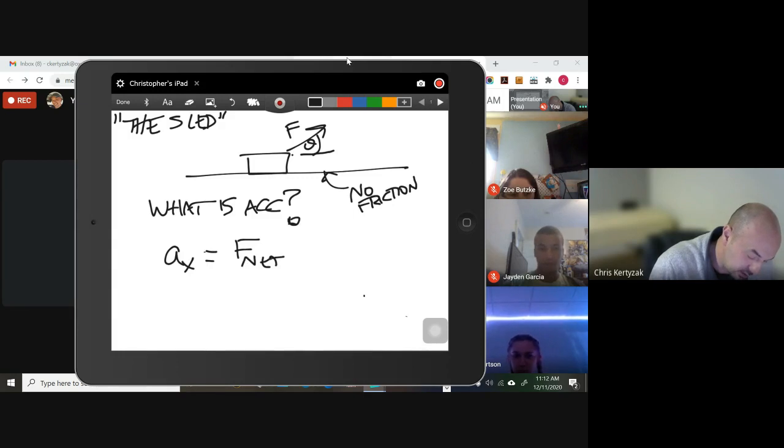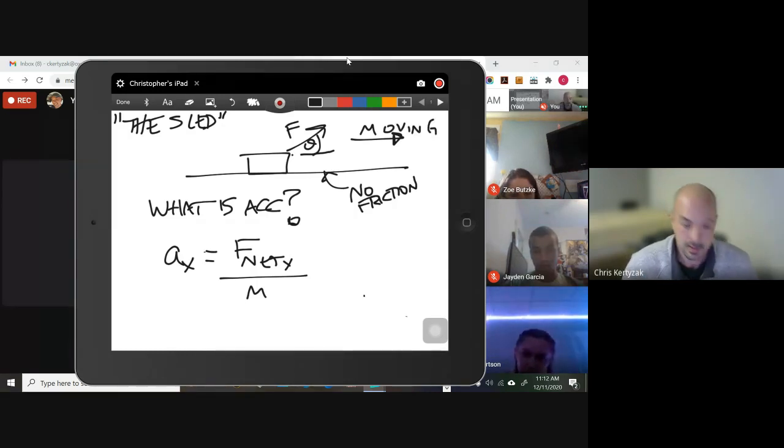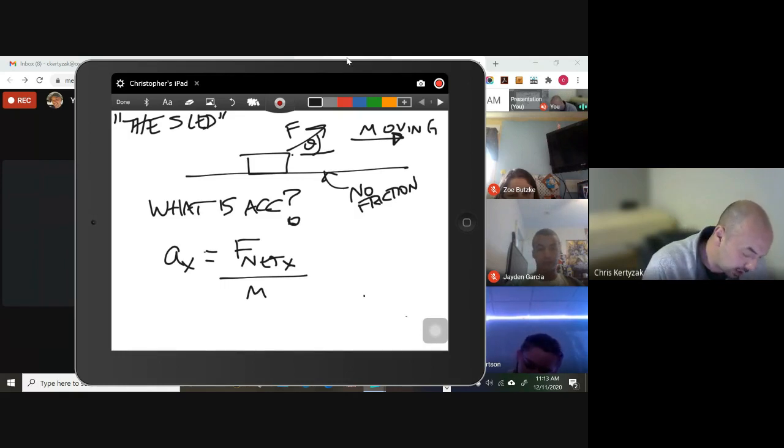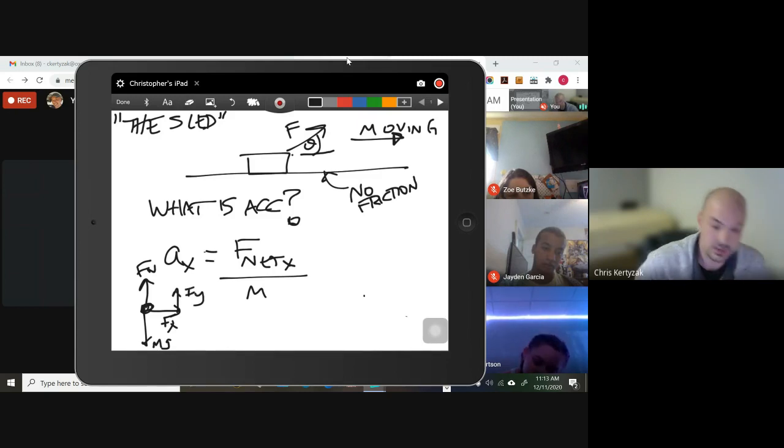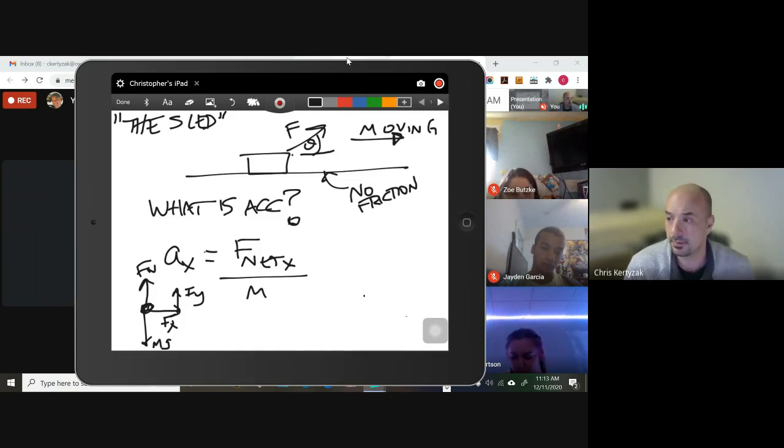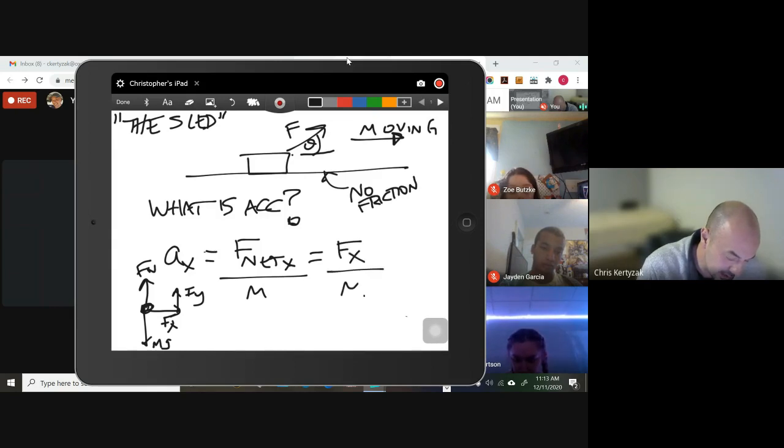If this thing is moving just to the right, they would say the box is moving horizontally on flat ground, then we have to focus on the x component forces, because that's what causes a horizontal acceleration. If we go back to our diagram, what are our x component forces? Certainly not Fn, certainly not mg. The only x component force was actually Fx, right? It's the x component force from that rope that was pulling. So technically, this is just Fx divided by m.